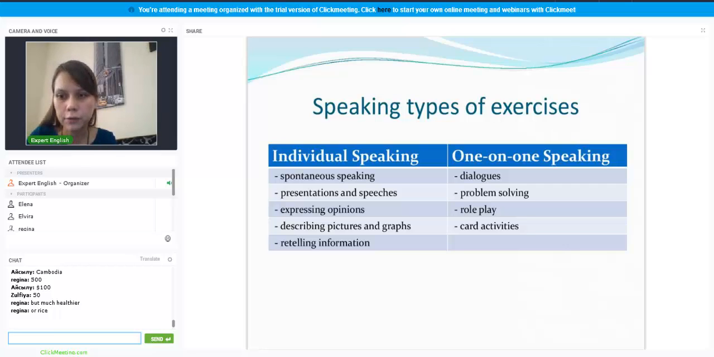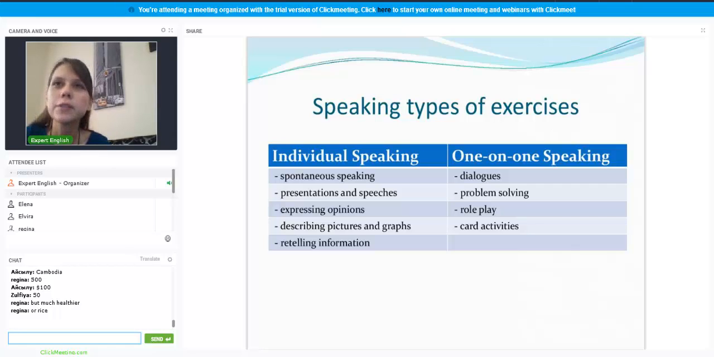So for problem solving, it's very easy to give students some typical problem which can be taken from some reading text, and they can use it and speak about it. They should use not just individual speaking. They have to know how to make informed questions, and they have to practice as much as possible. Role play is another type of exercise.